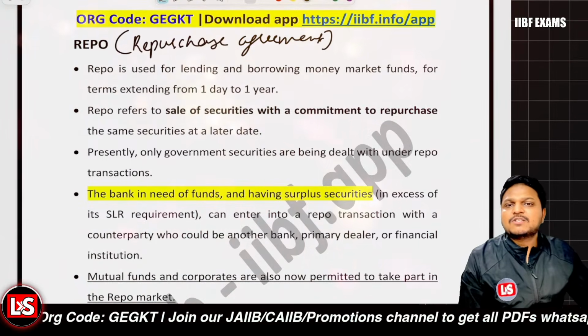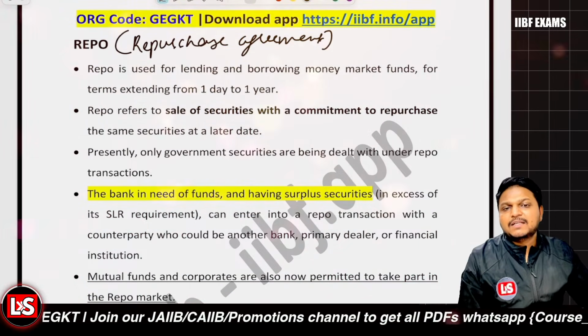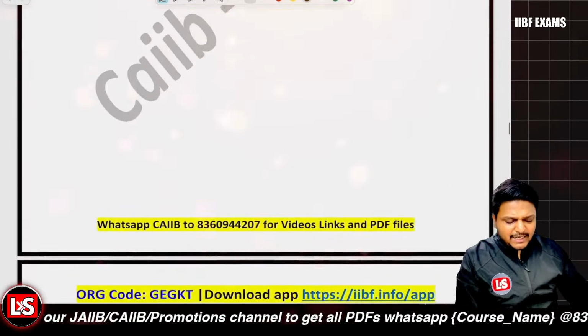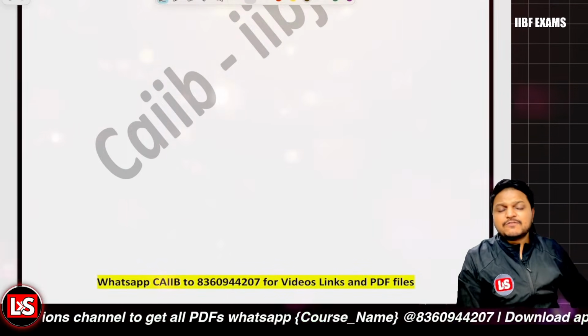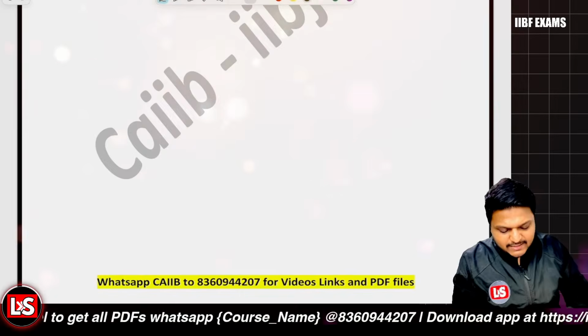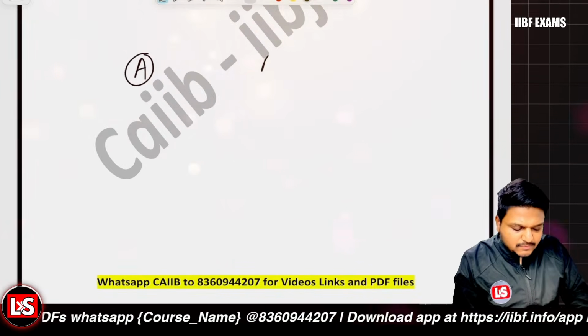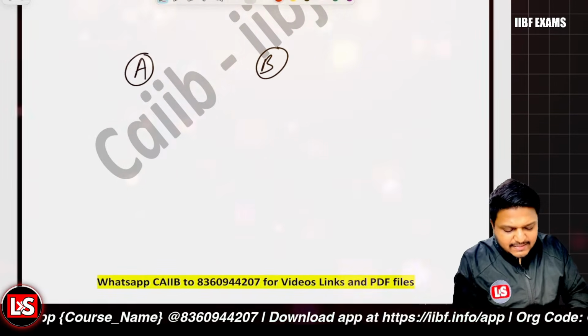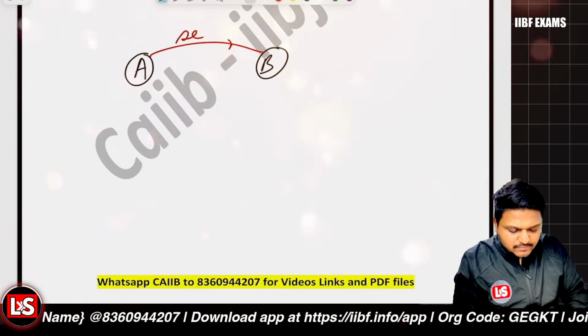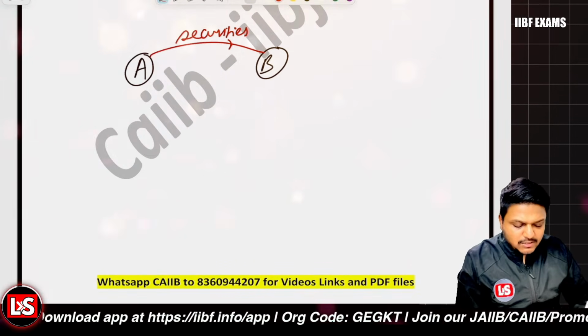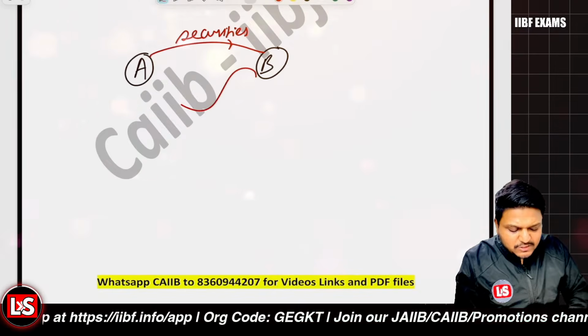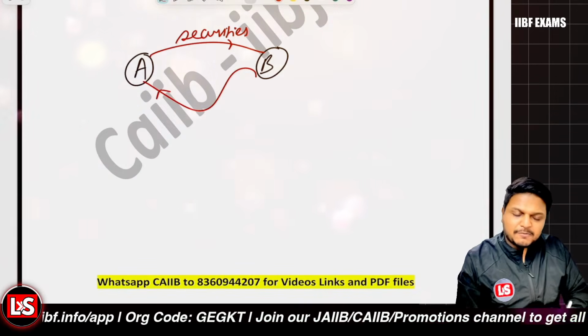It is a repurchase agreement, right? What does it indicate? It's simply the sale of securities with an agreement to repurchase them later. Let's say there are two banks, A and B, and A is selling the securities, but with an agreement that it will purchase them back on a fixed date at a fixed price.